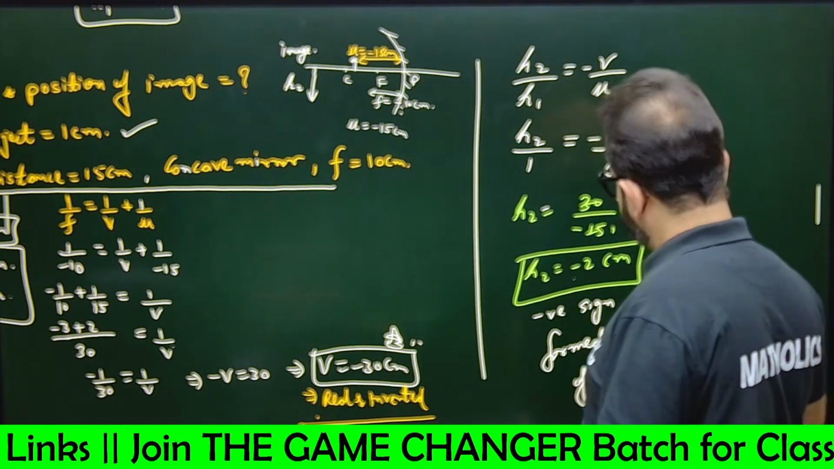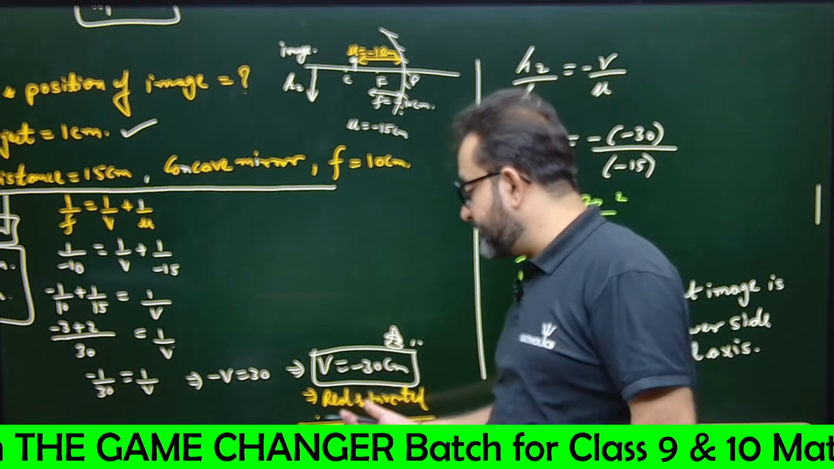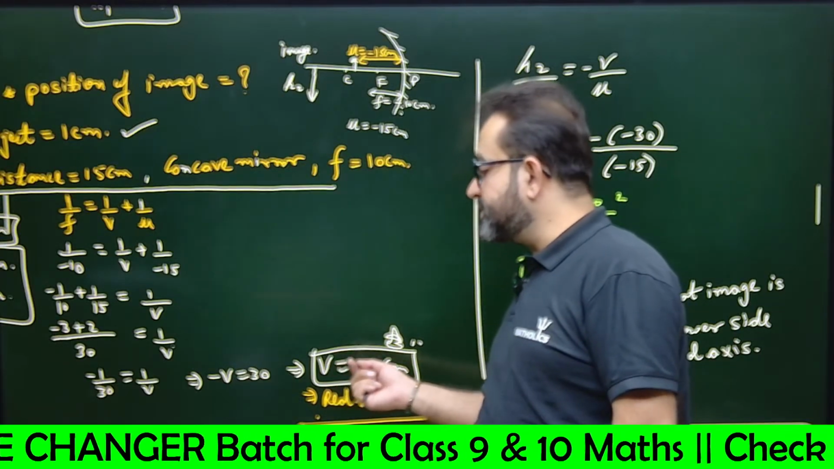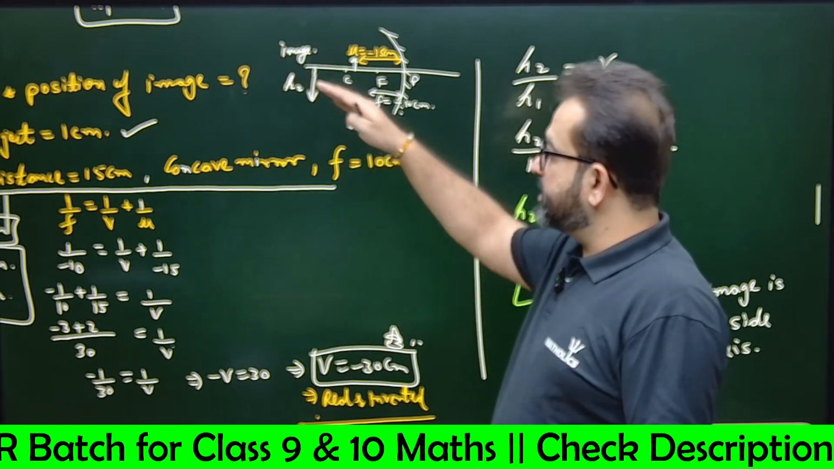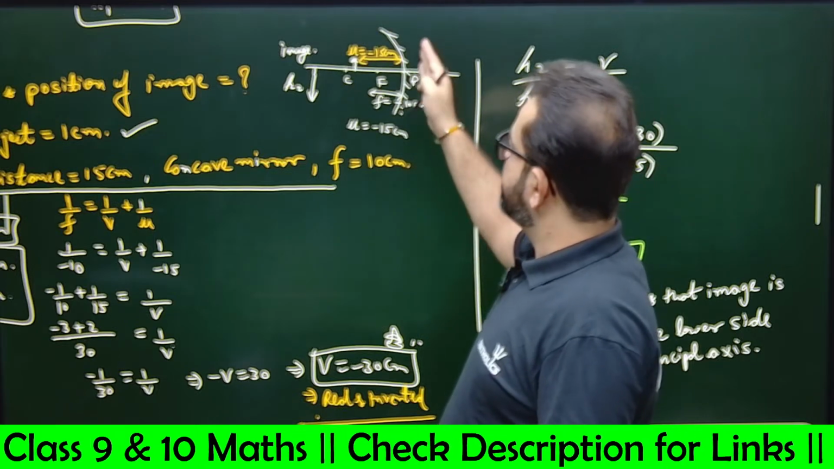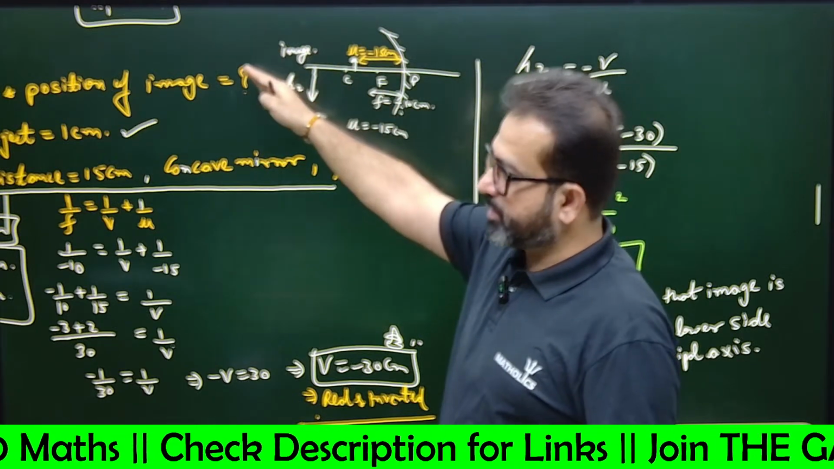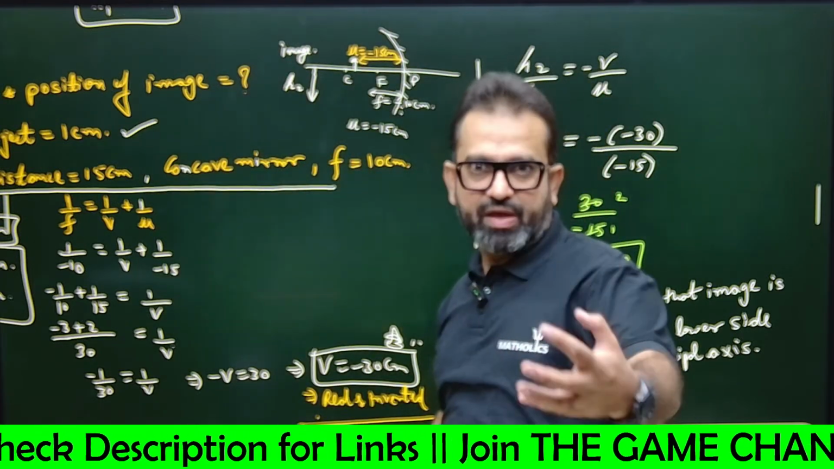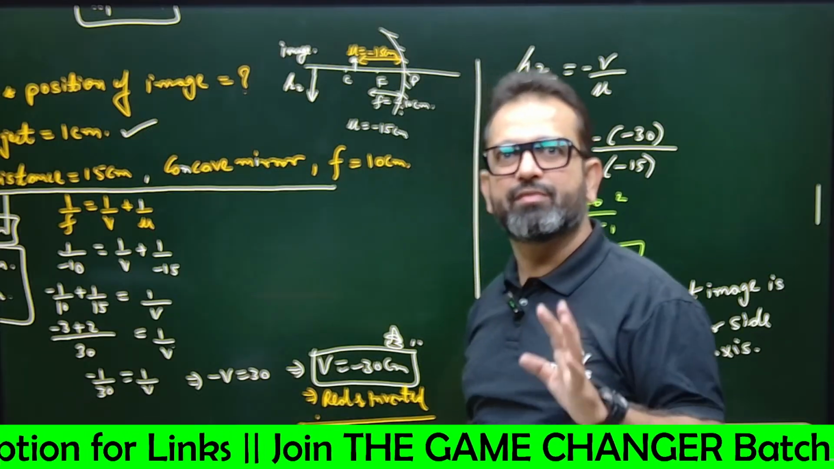This is only the narration. How do you get real and inverted? Because image distance is negative, and negative means it is in front of the mirror. This is the mirror. This is the back side of the mirror. This is in front of the mirror. So in front, the image will be a real image, not virtual. And real images are always inverted, right?